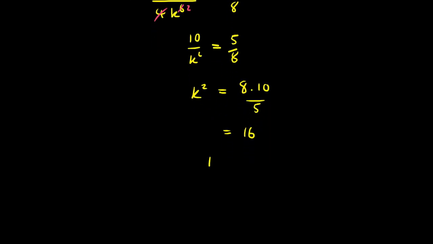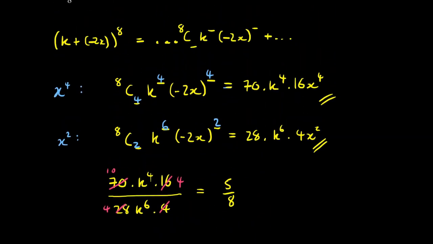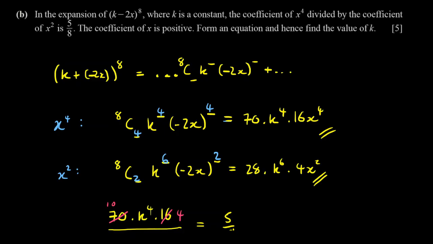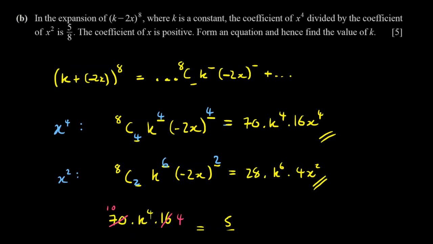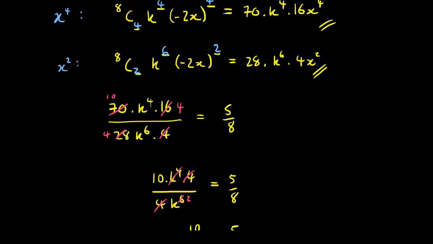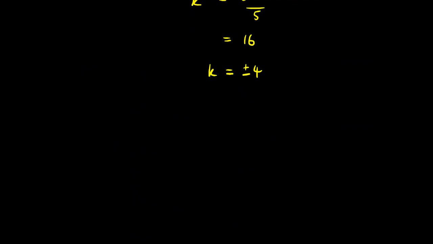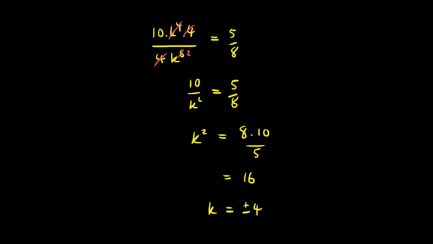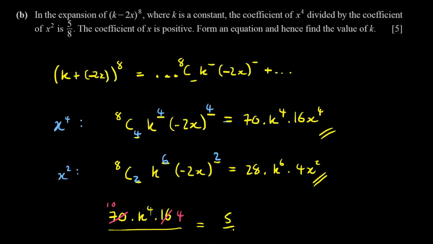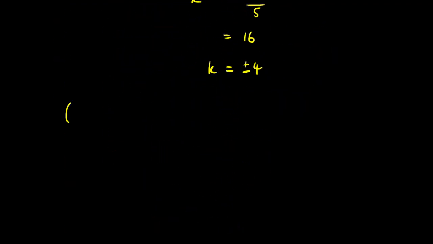So if k squared is 16, then k is either equal to plus or minus 4, but we are told in the question that the coefficient of x is positive, right? The coefficient of x is positive. We need to just be really, really careful here, okay? We want to consider what the coefficient of x term would be. So we have got k plus minus 2x, I beg your pardon, k minus 2x to the power of 8.